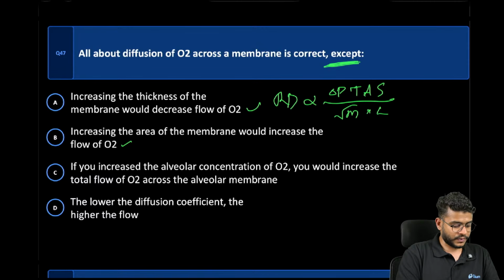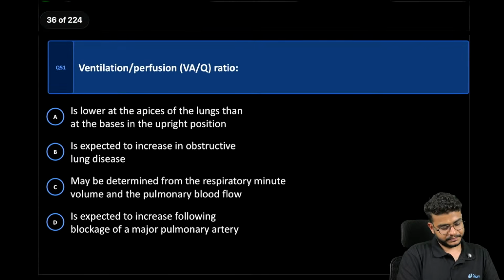Last one, the lower the diffusion coefficient, the higher the flow. No, the lower the diffusion coefficient, the lower the flow. Okay, it's directly proportional. So the correct option, or the wrong statement, is option D.